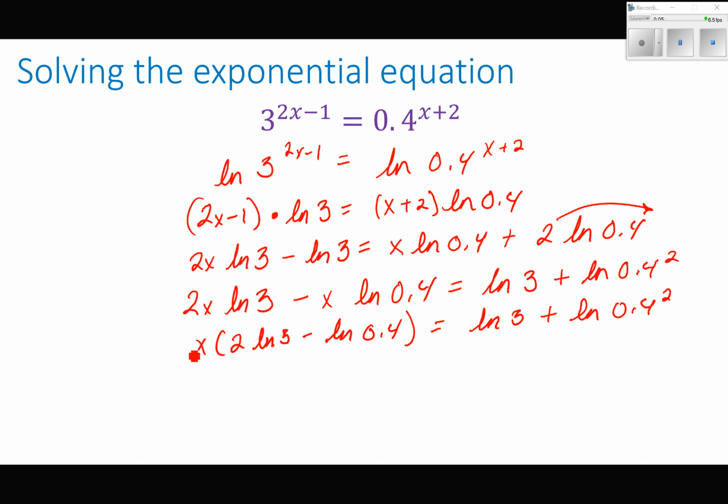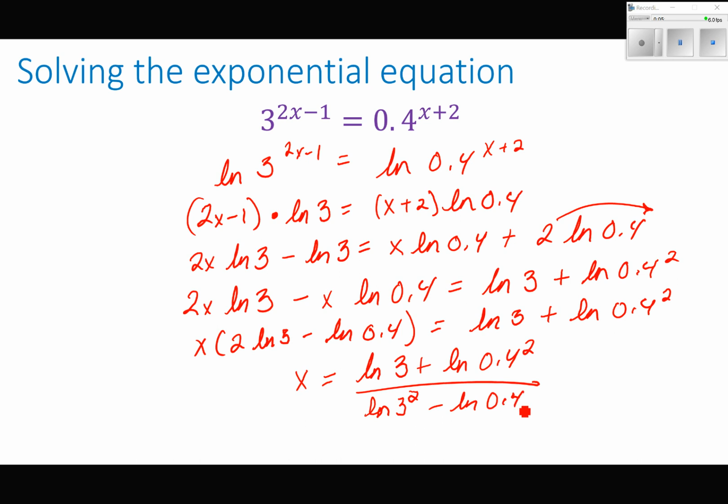X is isolated, so I can divide out everything in my parentheses to solve for x. So this is natural log of 3 plus natural log of 0.4 squared, all divided. Let's rewrite this as 3 squared minus natural log of 0.4. So now we've worked it all down.